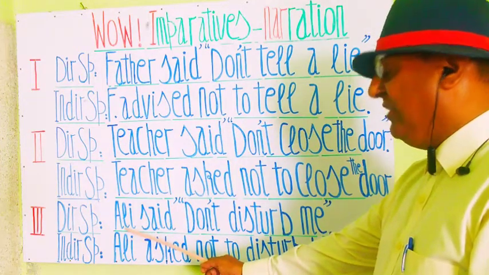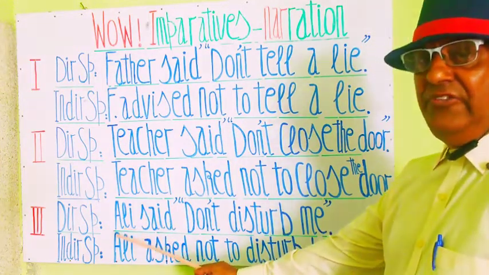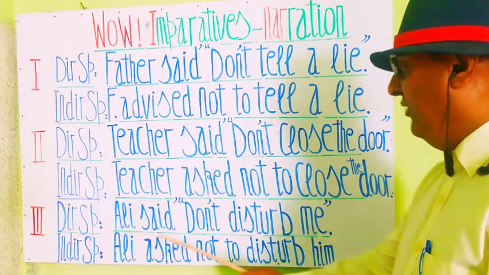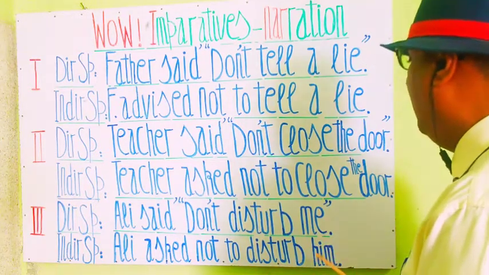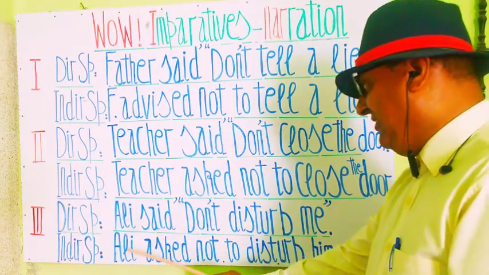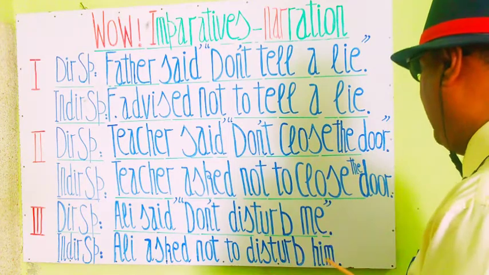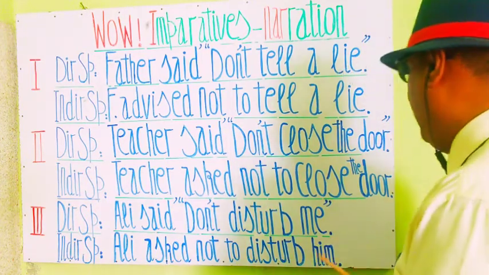He is the subjective form of Ali and him is the objective form of Ali. So we will write here him instead of me. So you see the next statement: Ali asked not to disturb him.